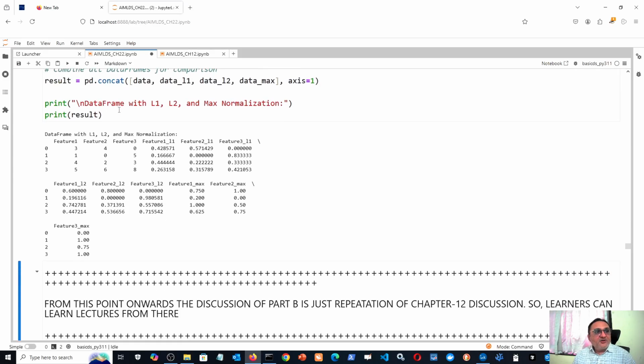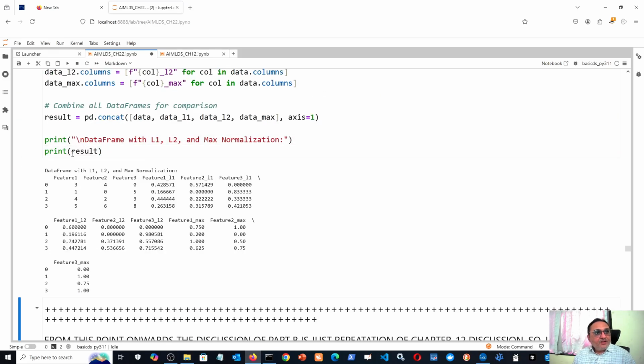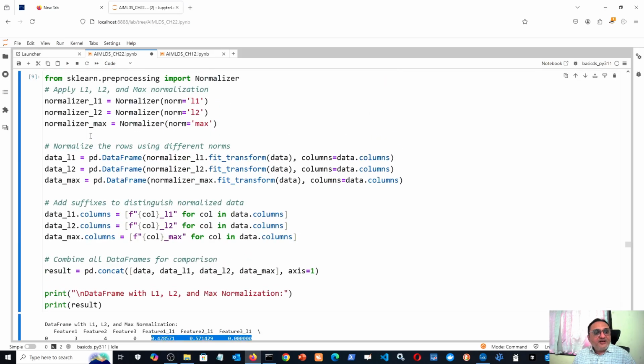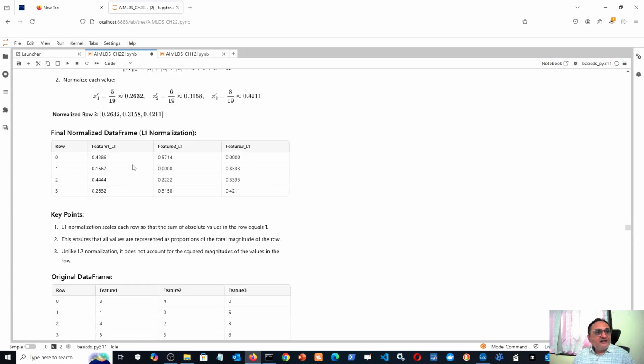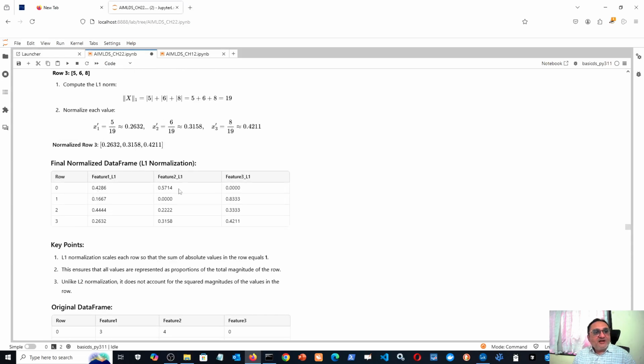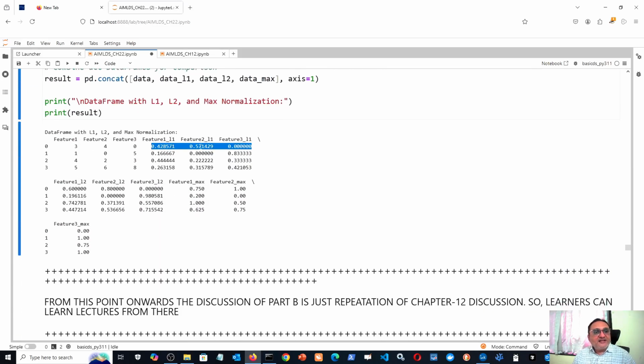And if I execute this, first let me clear that so that you can be satisfied, and then execute this. This was my original data, this is my L1 normalized data, and you can see that when we calculated mathematically, we also got the same for L1 normalized data: 0.4286, 0.5714 and 0. So here you can see 0.42857, that is 0.5714 and 0, right? And so on, you can check each of these. This is L2 normalized data, these three columns, and this is max normalized data.